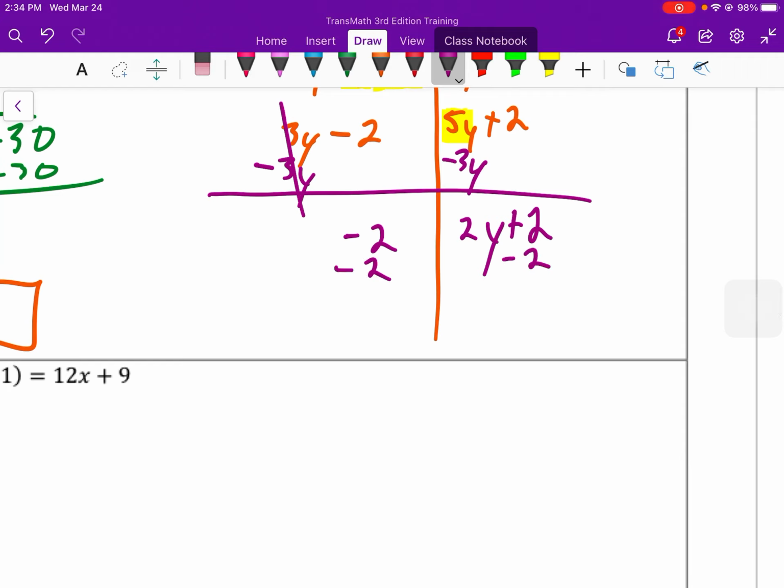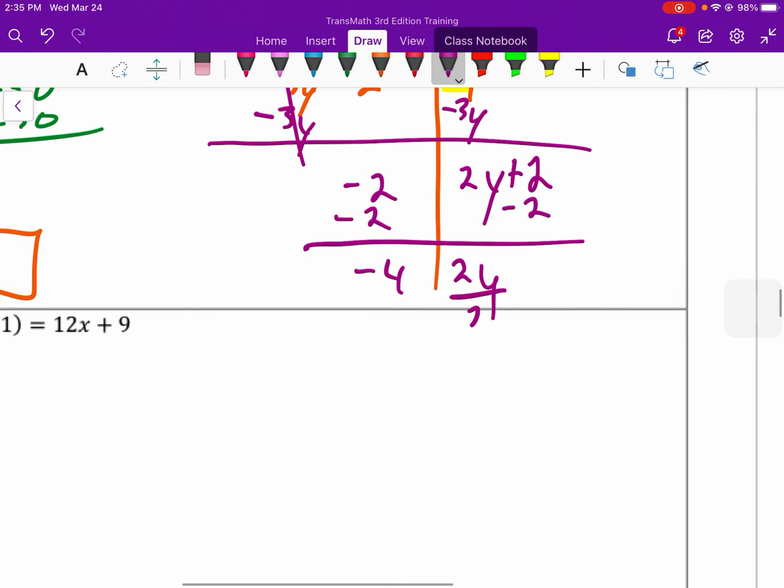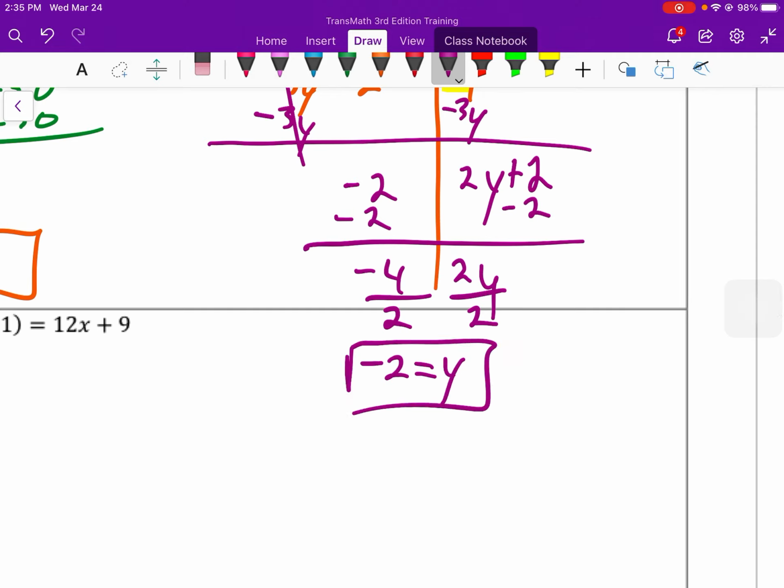Subtract 2 from both sides. Negative 4 equals 2y. Now we need to solve for y, so we need to divide both sides by 2. Therefore, y equals negative 2.